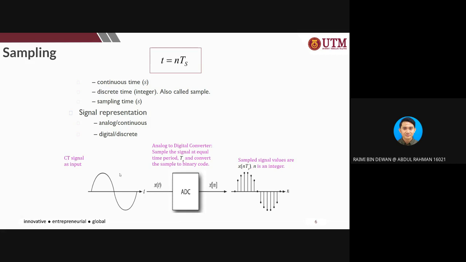We have a continuous signal as our input, and we term it x(t). Then it goes through this ADC, which samples the signal at an equal time period T and converts the samples to binary code. Then the output you have is x[n].